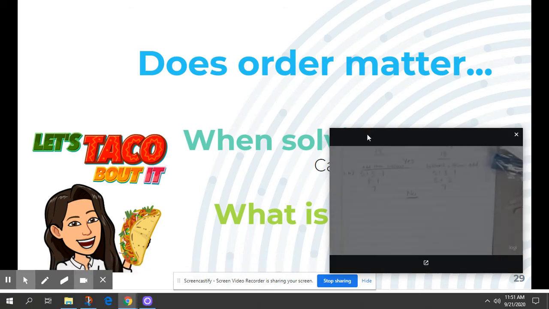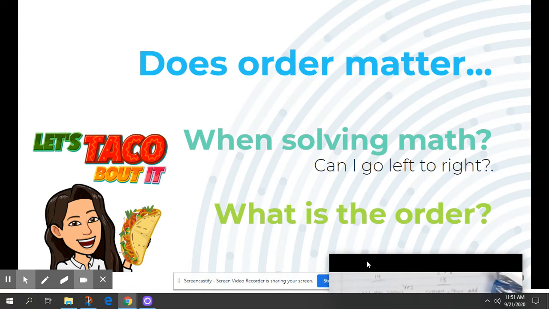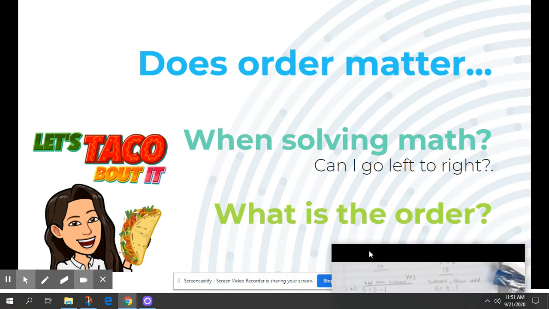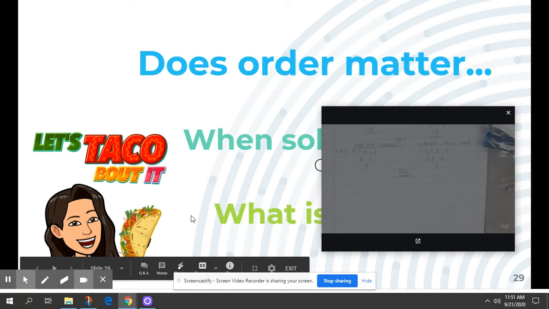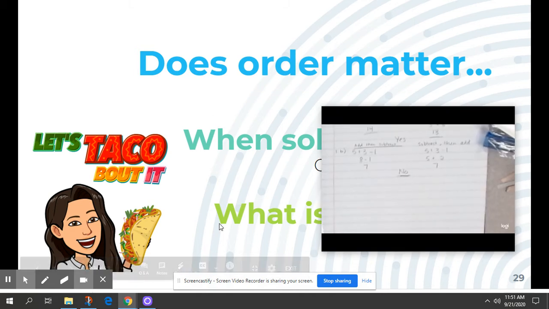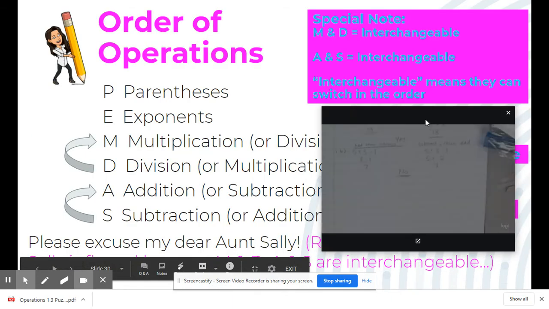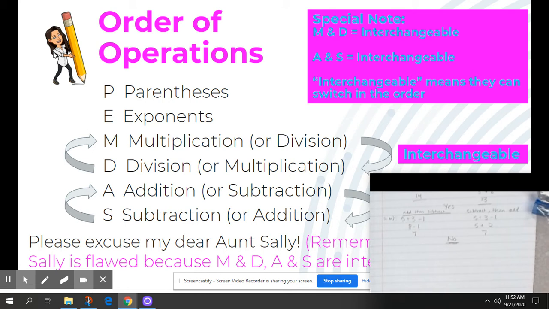So we just did talk about it matters. When I am solving math, can I go left to right? You can, but it's more than just going from left to right. It's also recognizing multiplication and division would happen before subtracting. So we'll go to the next slide. So you're going to write this down in your notes. Anytime you see this right here, Bitmoji of me with a pencil, you're going to write this down.